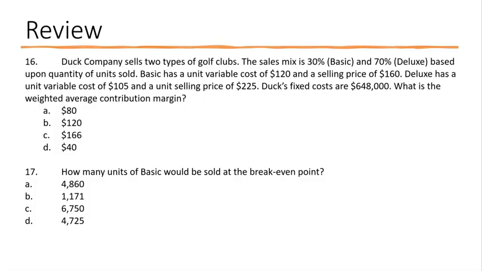So Duck Company sells two types of golf clubs. Sales mix is 30% for the basic, 70% for the deluxe, based upon quantity of units sold. Basic has a unit variable cost of $120 and a selling price of $160. Deluxe has a unit variable cost of $105 and a unit selling price of $225. Duck's fixed costs are $648,000. What is the weighted average contribution margin?